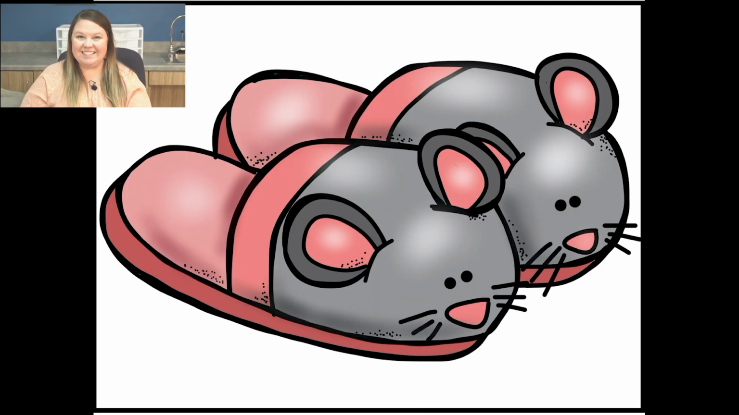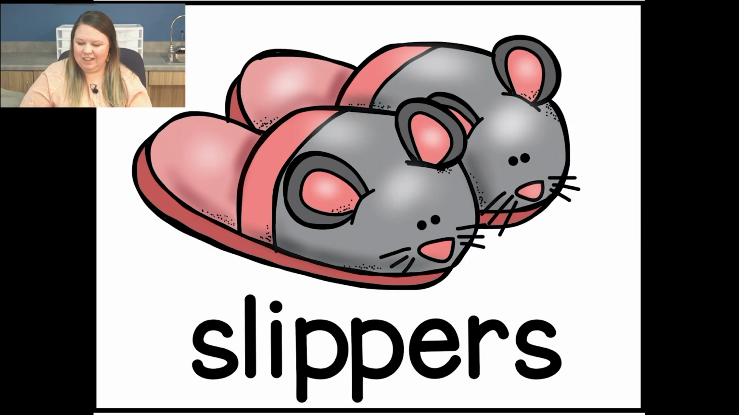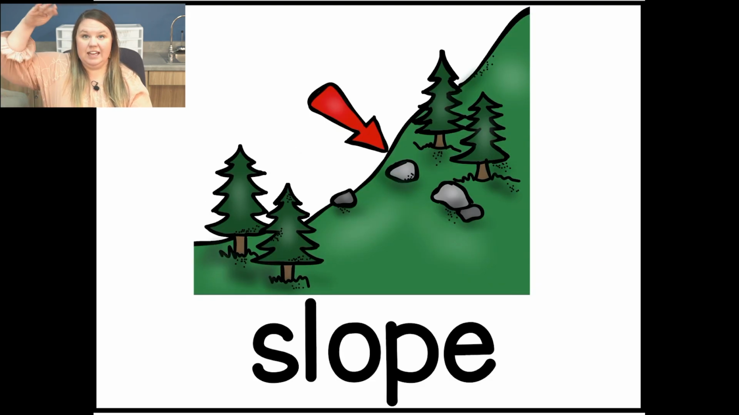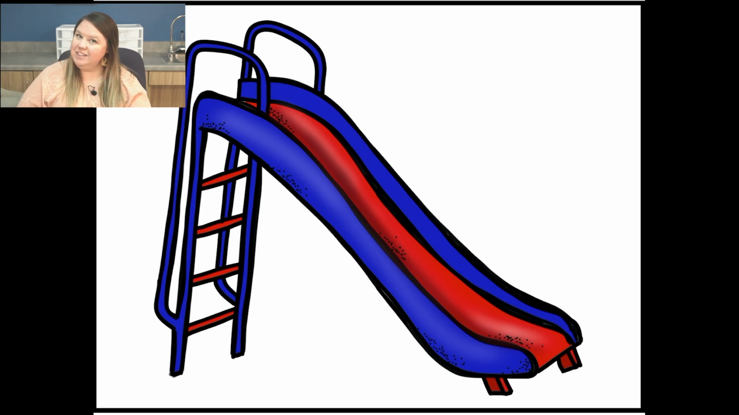And what are these? I think you know what these are. Slippers. Slippers. What is that? It is a slope. That means it goes down. It's a slope. What's this? I think you've seen one of these before. Say it.